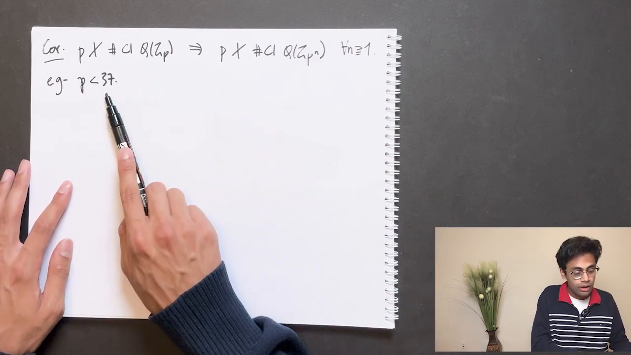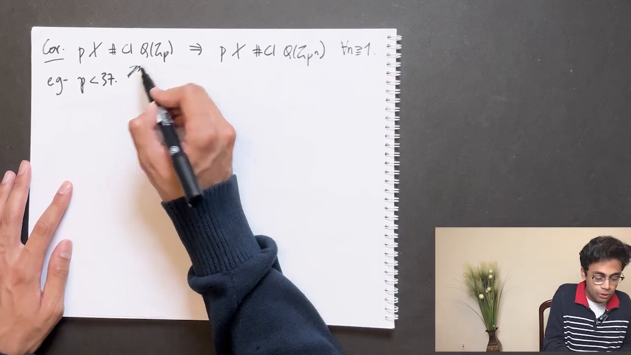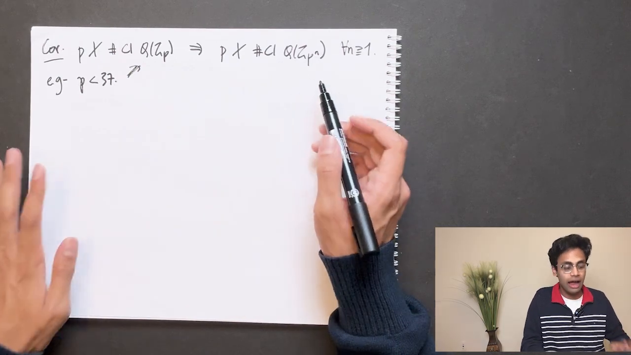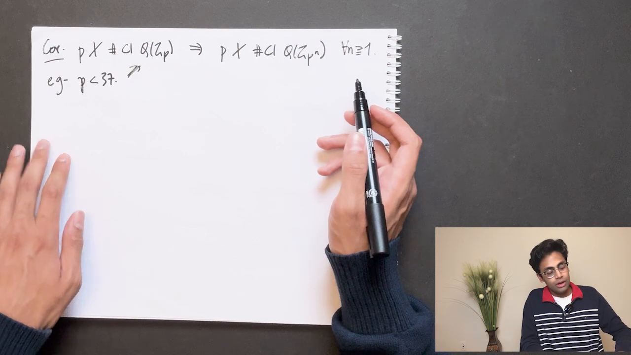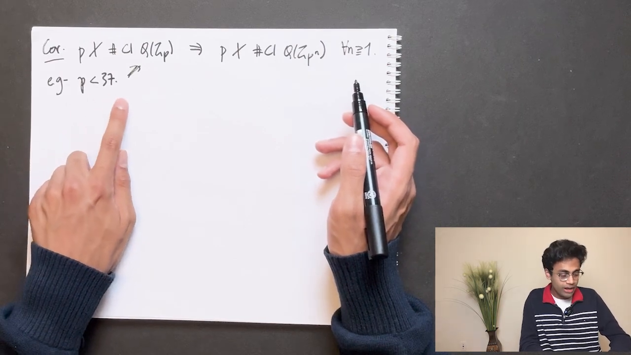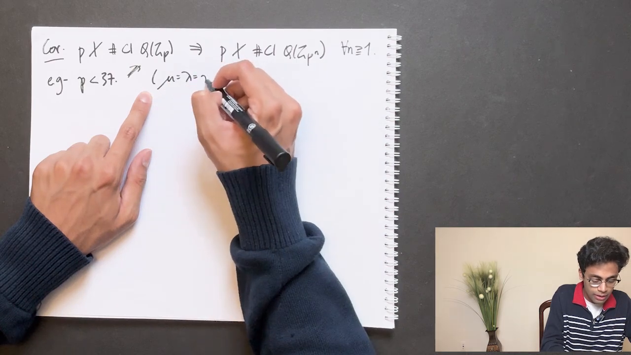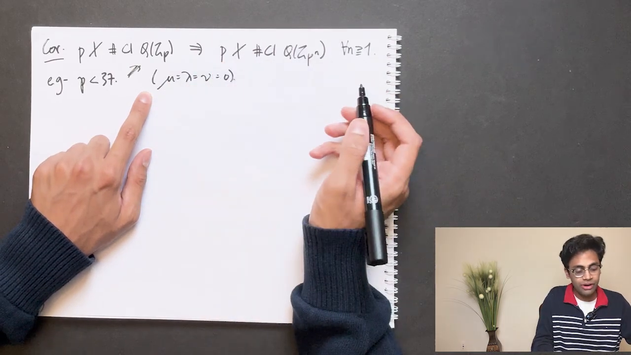So therefore, we immediately get this conclusion over here. Already this is highly non-trivial and highly non-obvious. As we saw, this is already our first numerical example. So here, mu, lambda, nu are all 0.